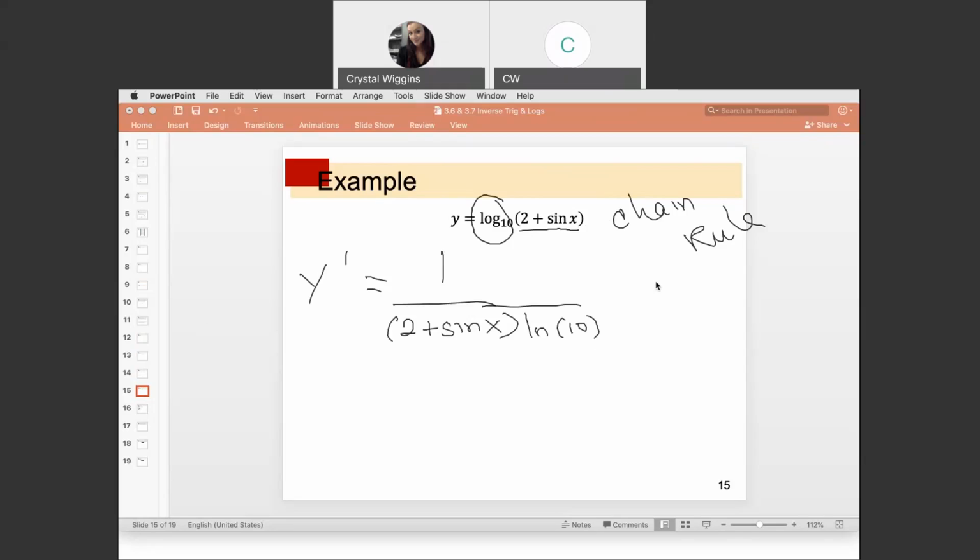Now that's just the derivative of the outside function dealing with the common log. Then we need to multiply by the derivative of what's inside. The derivative of the constant 2 is 0, and the derivative of sine is cosine. And that is the derivative of this example.